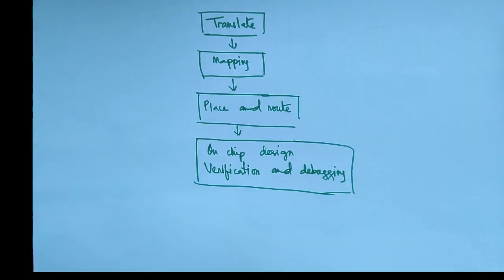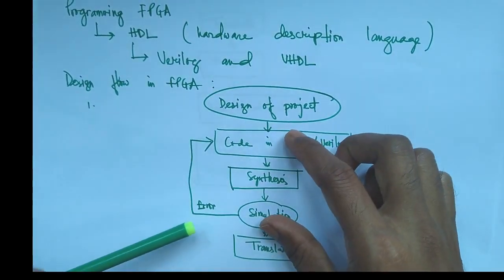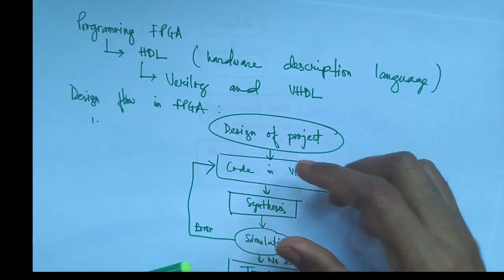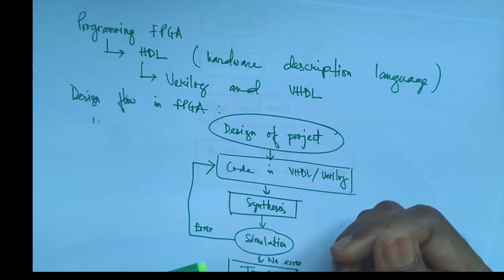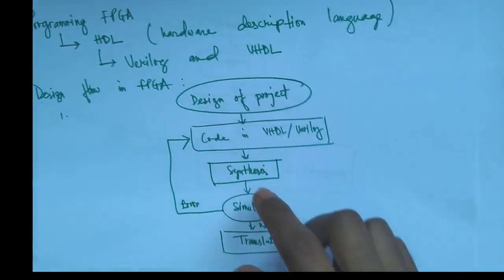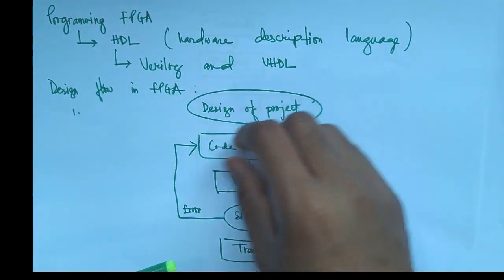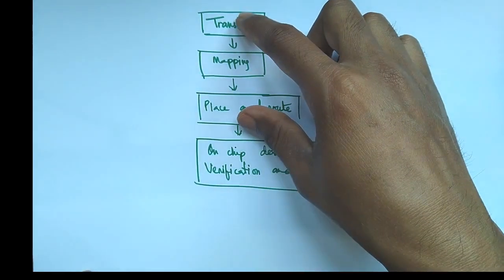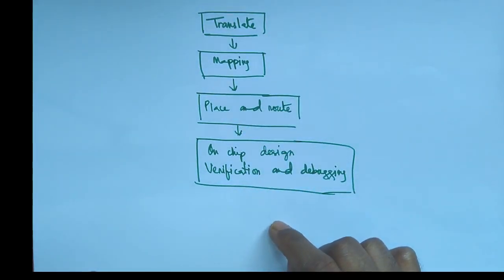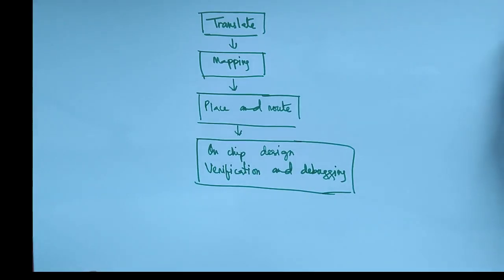The best thing about using the software is that all of this process will be done by the tool itself, like Vivado. What we need to do is write the code, and all of these subsequent steps are going to be done by the software itself. So it basically simplifies our process. So this is the design flow in FPGA.